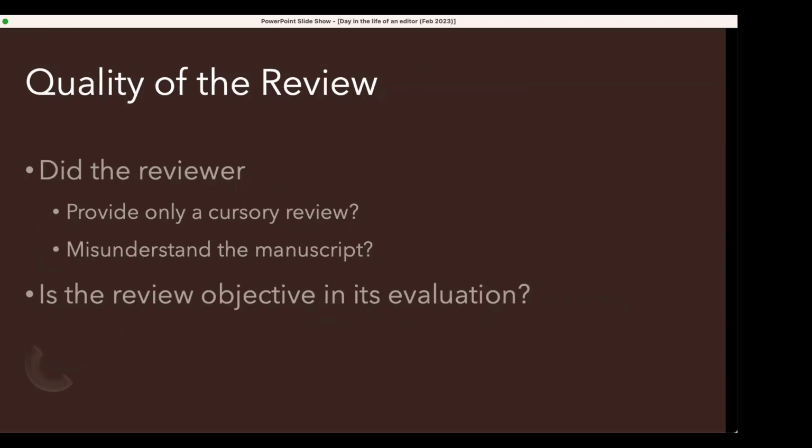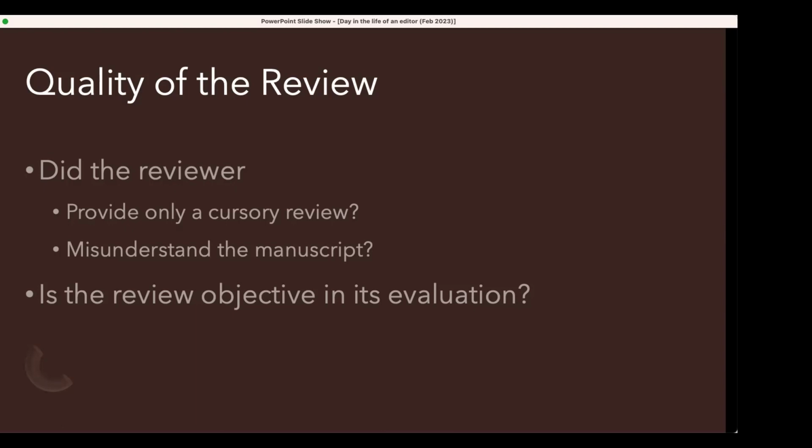And then also, as an editor, I do a quality assessment of the review. For the most part, I haven't had an issue with trainees. Sometimes I see it more as an issue with the more senior investigators who probably don't have time to do a really thorough review. But I ask myself, for these reviewers, did they provide a thorough review, or was it kind of cursory? Did they misunderstand the manuscript? Sometimes that actually happens. You read the review and you're like, I don't think they got the actual point of the manuscript.